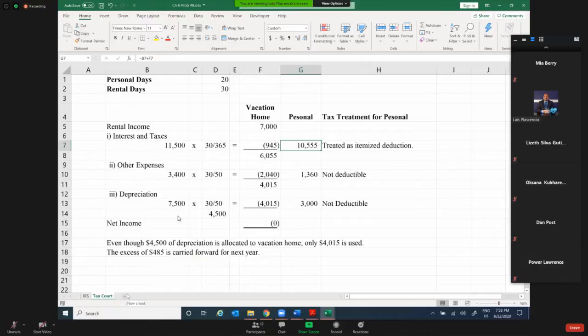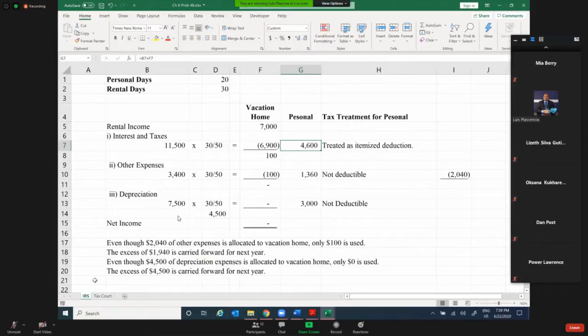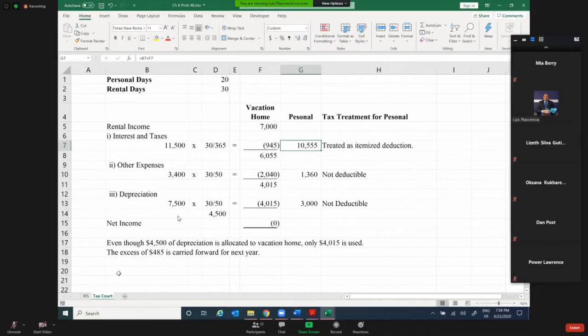So that's a good point. In this case, it is a significant difference. It's approximately $6,000 difference. So in that case, it would make a difference between somebody itemizing or not. So again, to Matt's point, it's facts and circumstances.